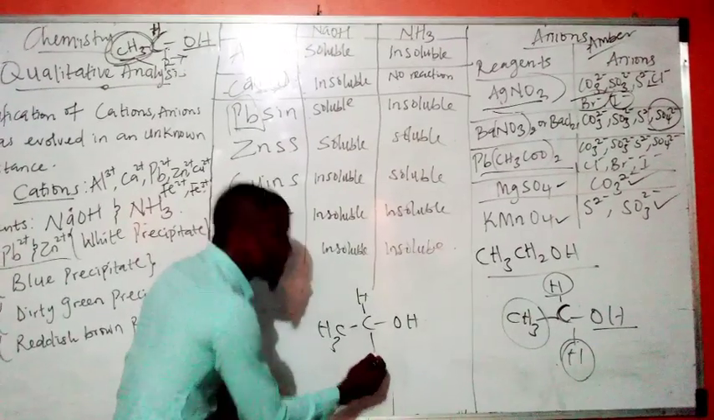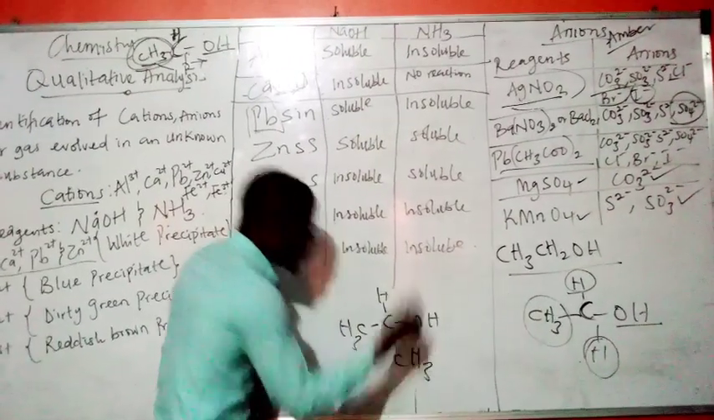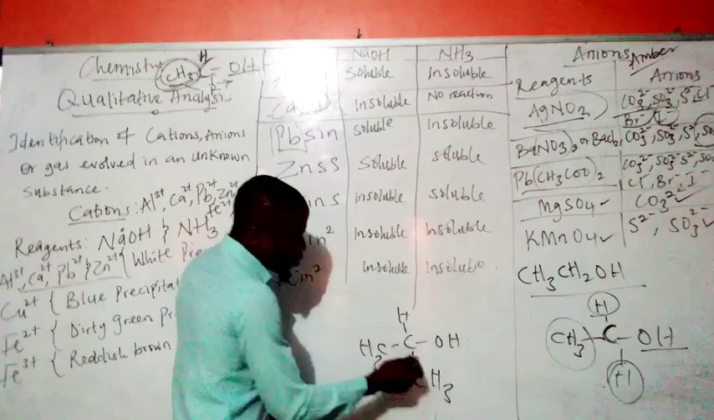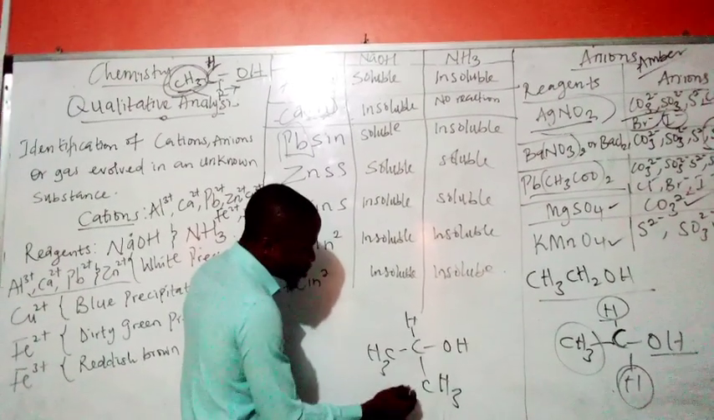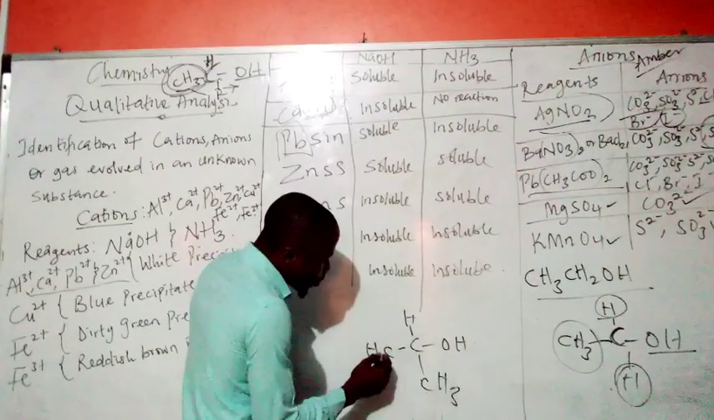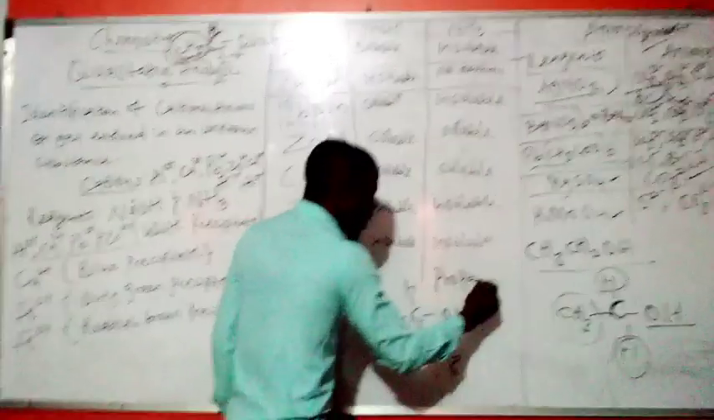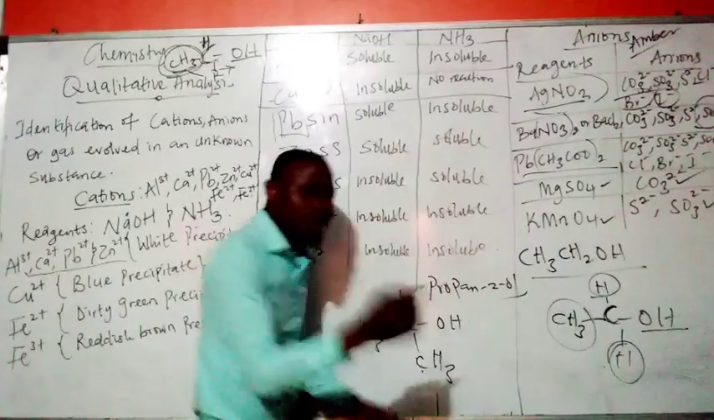So this can be anything. In case it is CH3 now, so which means we can, and this is called what? This is called propan-2-ol. So it simply means you can use it to detect the presence of propan-2-ol.